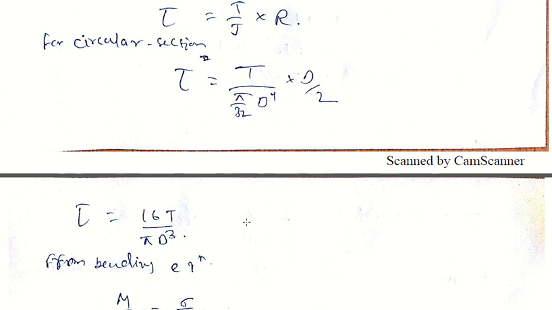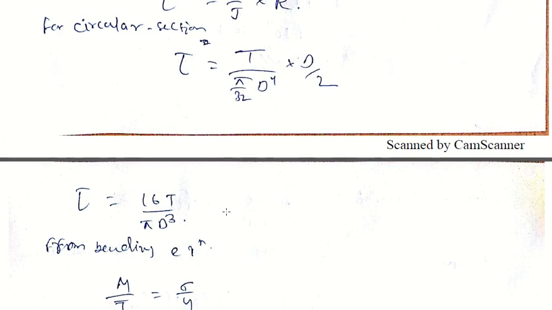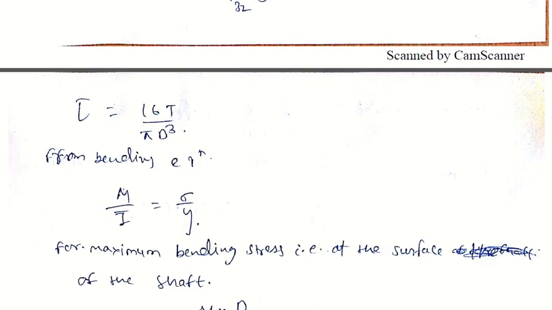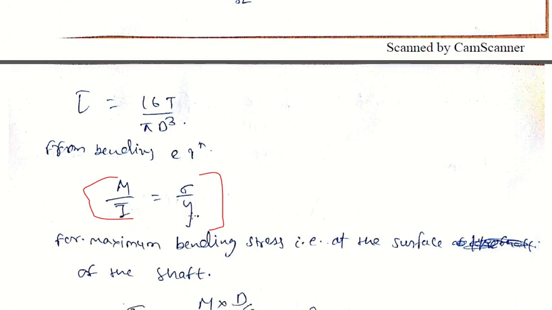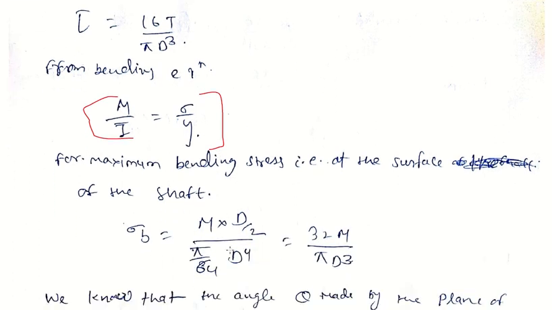Now for the bending equation, M by I equals sigma by y equals E by R, so we use M by I equals sigma by y. For maximum bending stress at the outer surface, that means y equals d by 2, so sigma b equals 32 M by pi d cube.